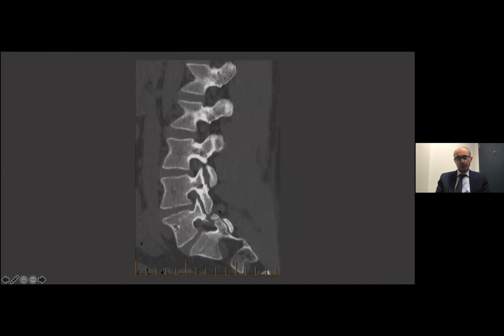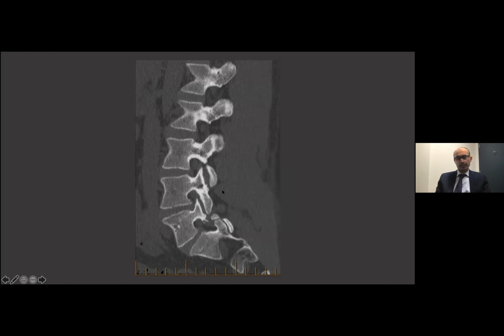This is an example of a pars defect. What is pars? Pars is part of the posterior spine alignment that connects your superior articular process to your inferior articular process, such as this one. Whereas here, this connection is lost, so that's a pars defect.